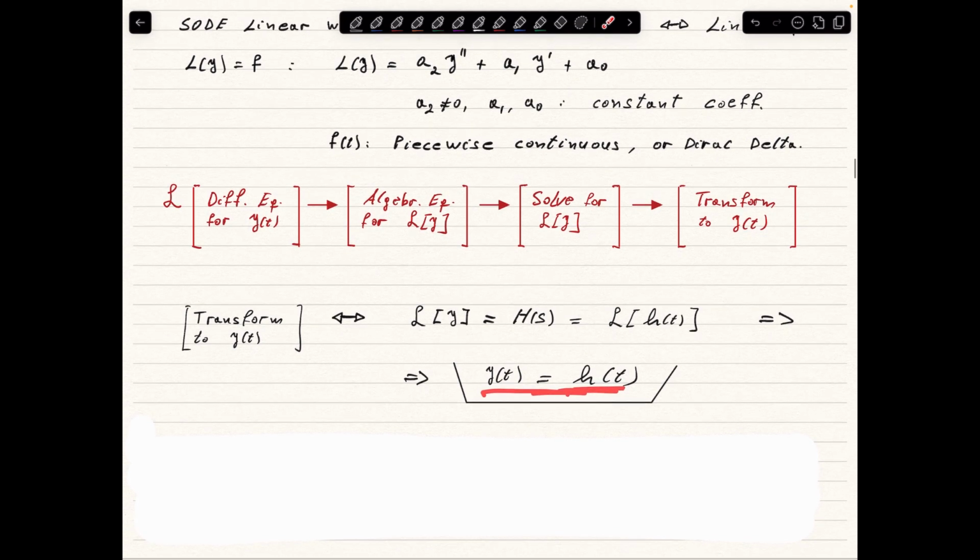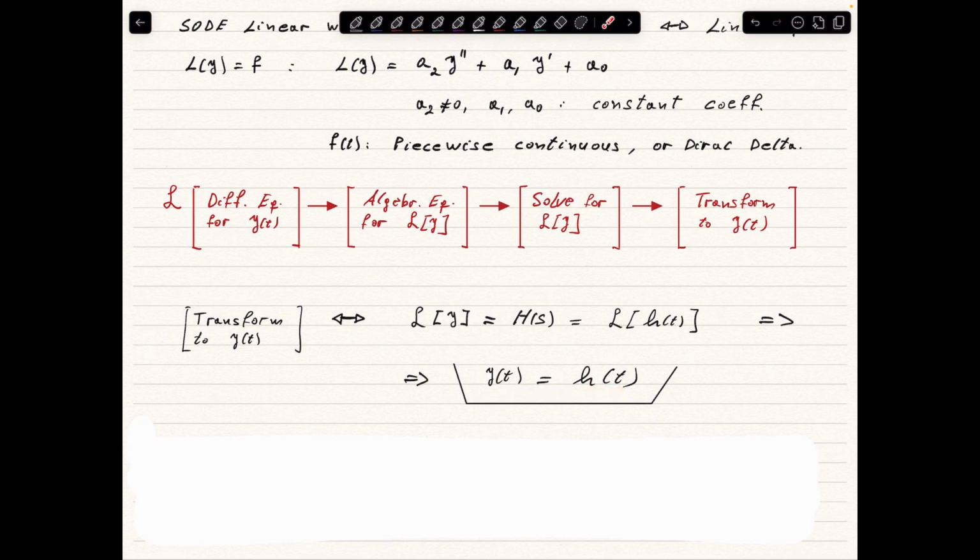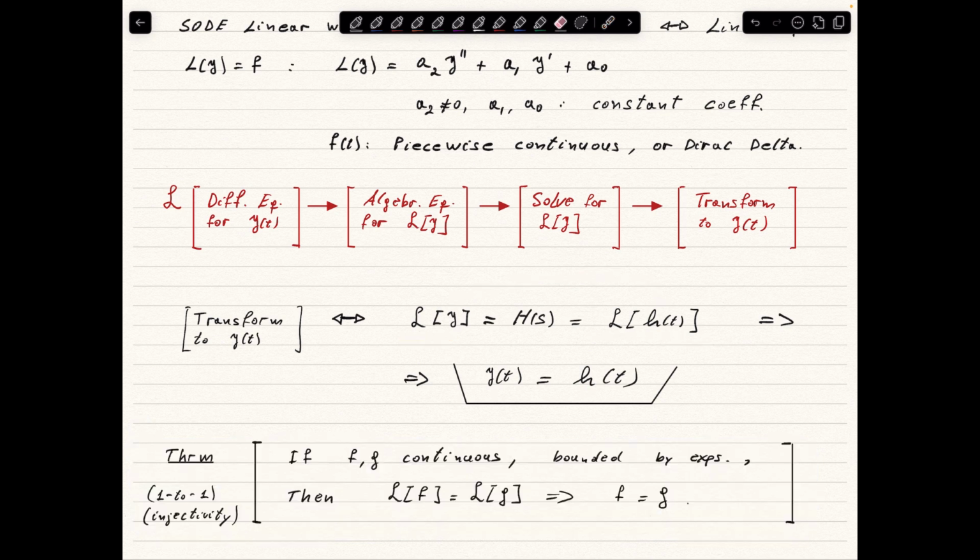And this is going to be possible because, once we get this equation, then obviously one solution is y equal h, and this is going to be the only solution with the functions we work with, because for continuous functions that are bounded by exponential, which are the functions we are going to work with in our videos, if the Laplace transform of two functions are the same, then the functions are the same.